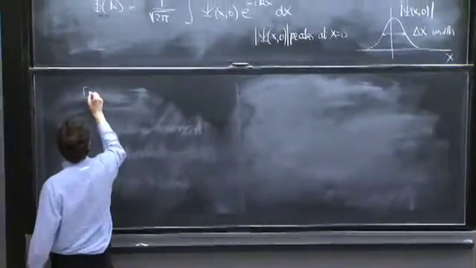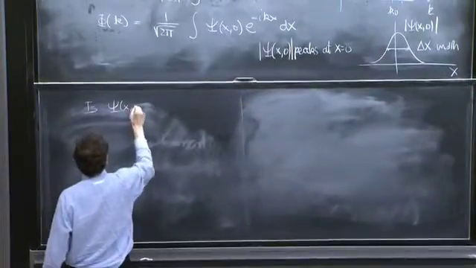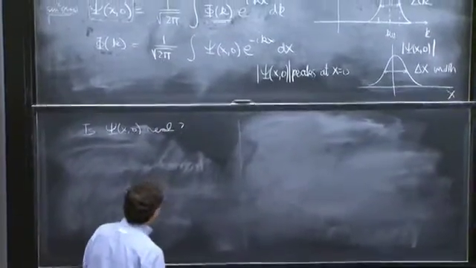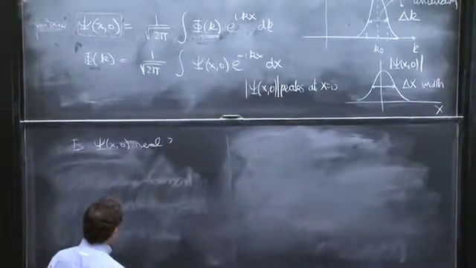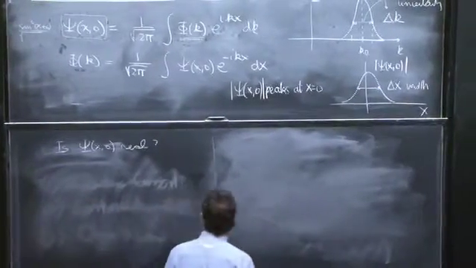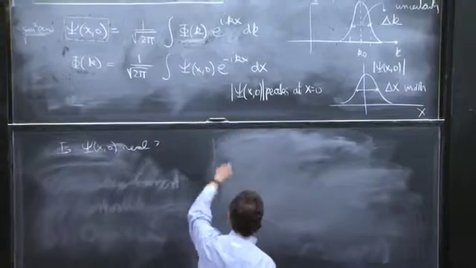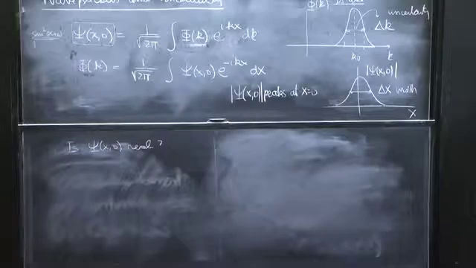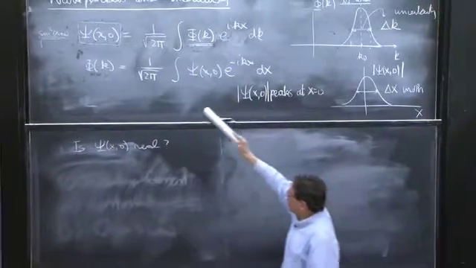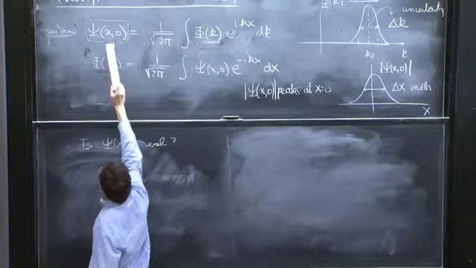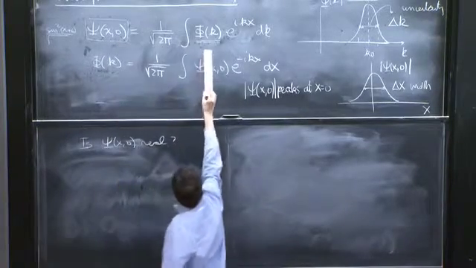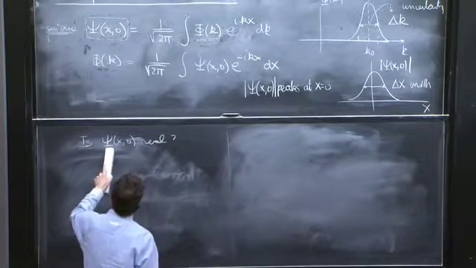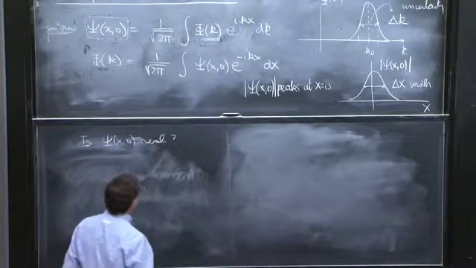We ask, is psi of x0 real? And I told you the answer is no. And how would I know that it's not real? Well, we can take the complex conjugate. And at the end of the day, this will boil down to some property of phi of k. You see, you have an expression for phi of x in terms of phi of k. So it would not be surprising that the requirement that psi is real means something about phi of k.